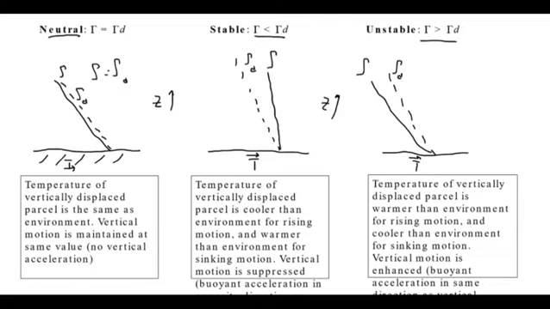Okay, so that's just a review of stability, and it relates to how gamma and gamma D intercompare with each other. So when the environmental lapse rate is different than the dry adiabatic lapse rate, we have either stable or unstable conditions. If they're equal, it's neutral. When gamma is less than gamma D, stable. When gamma is greater than gamma D, unstable.